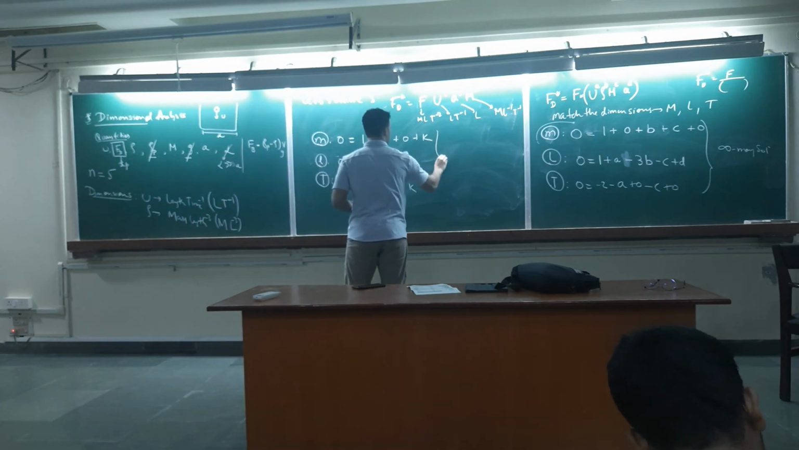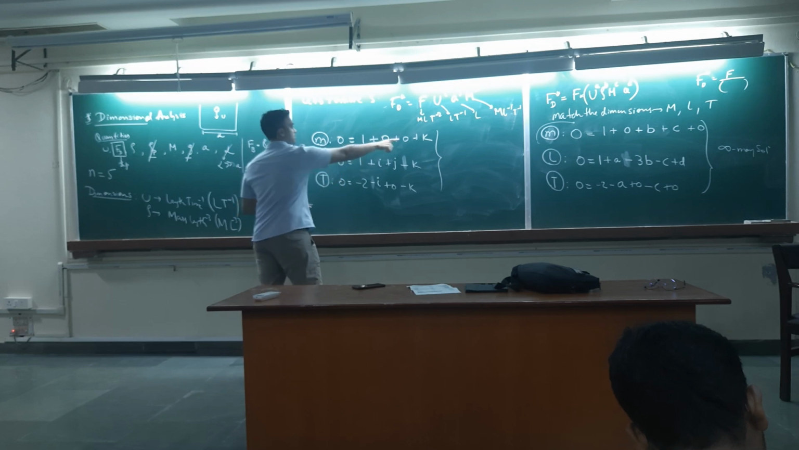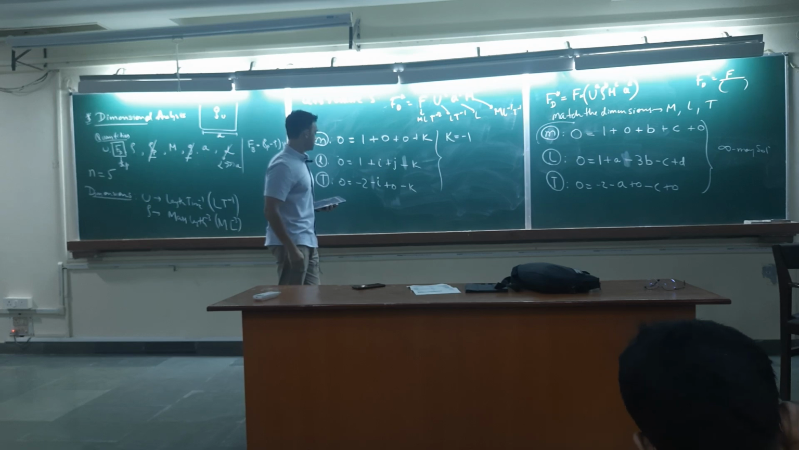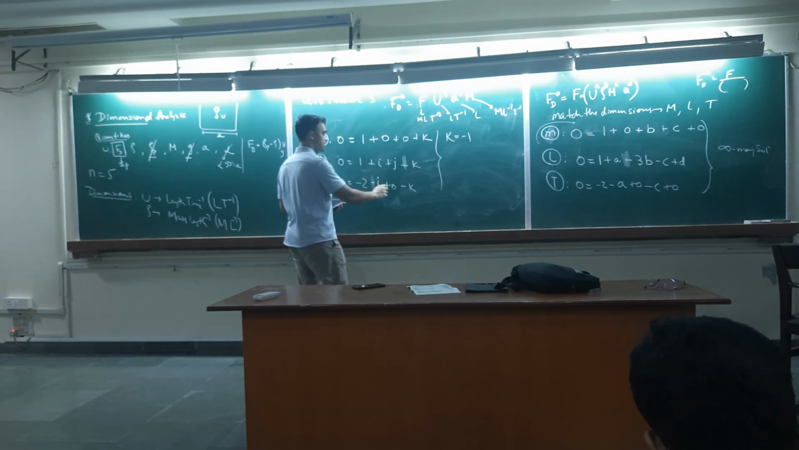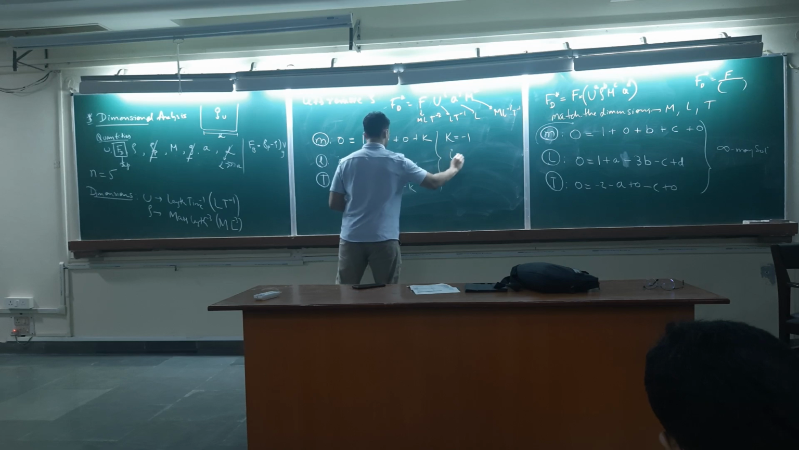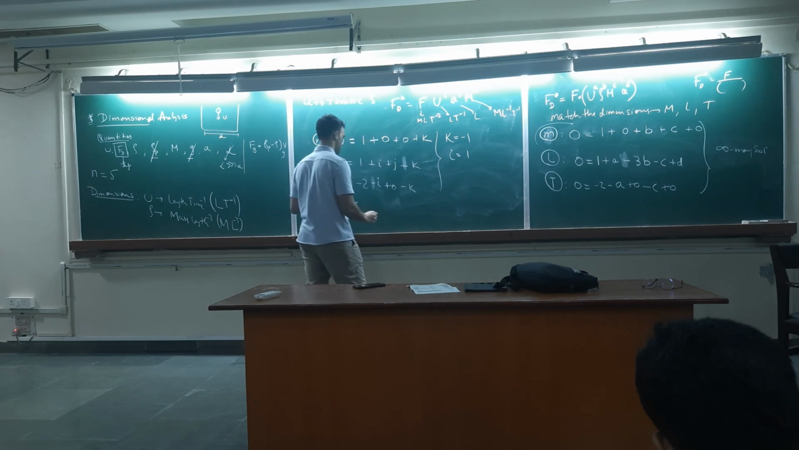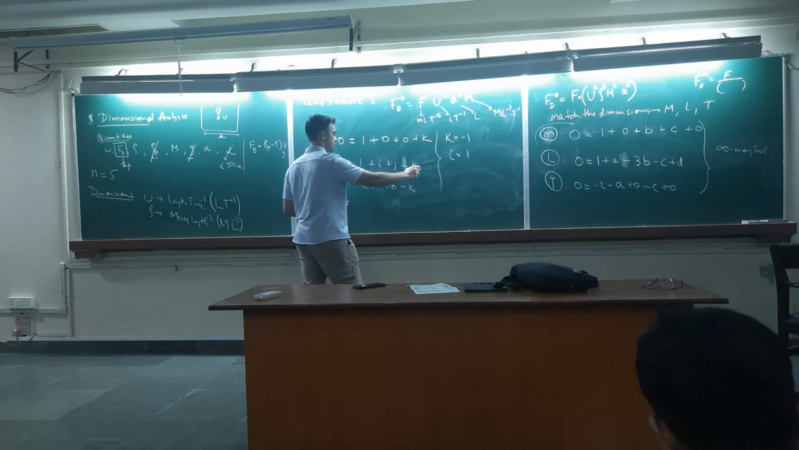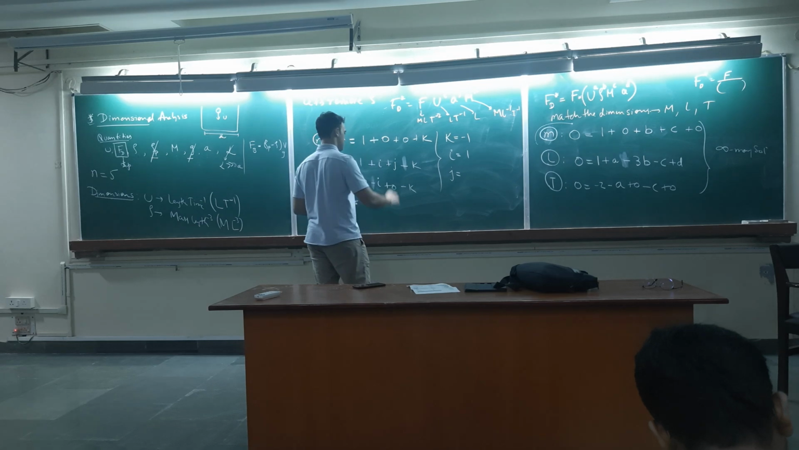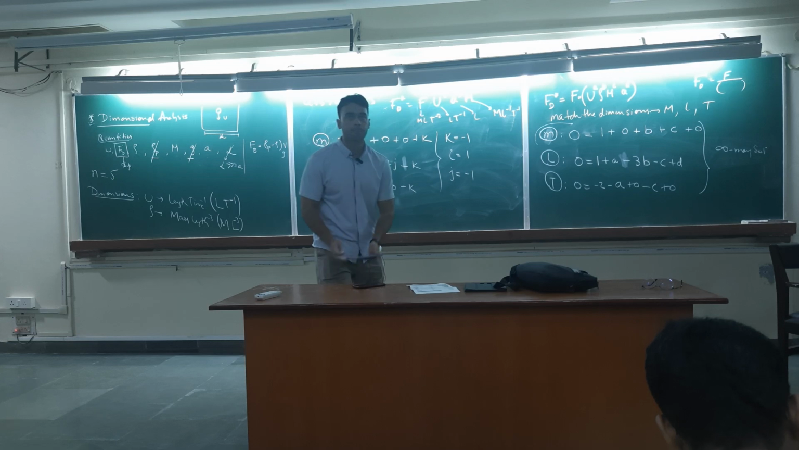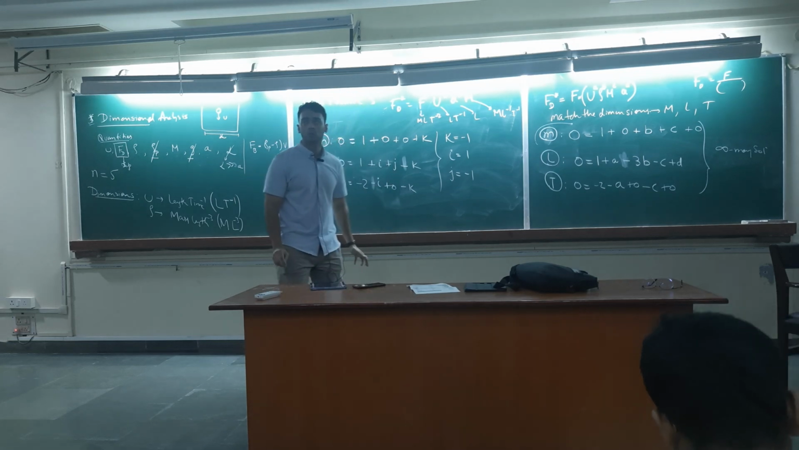What are I, J, K? If you look here, K is minus 1 from the first equation. I, from this equation, becomes 1, right? And J? Then you do some algebra. J will come out to be minus 1. Just check. Yes or no?